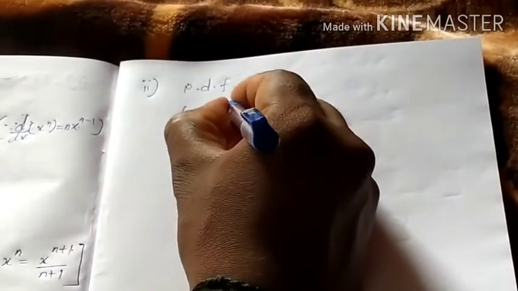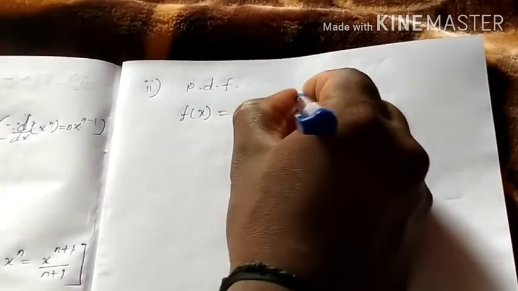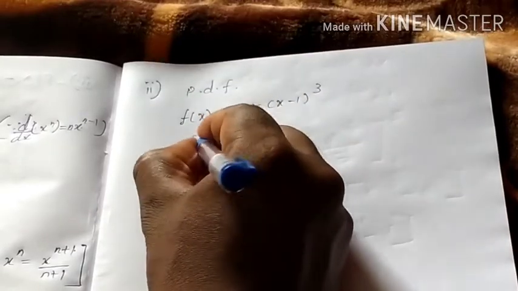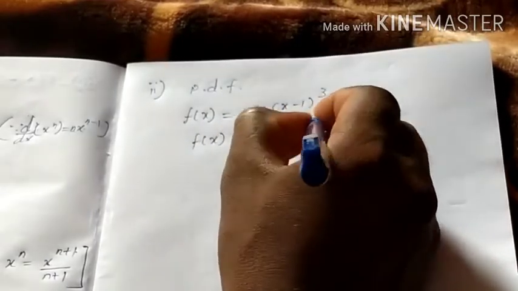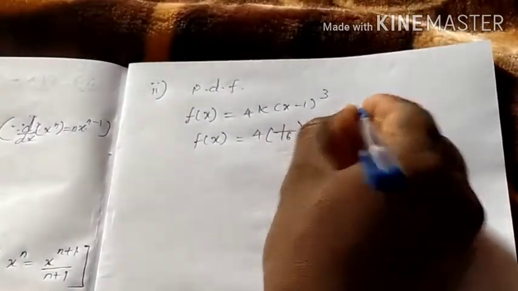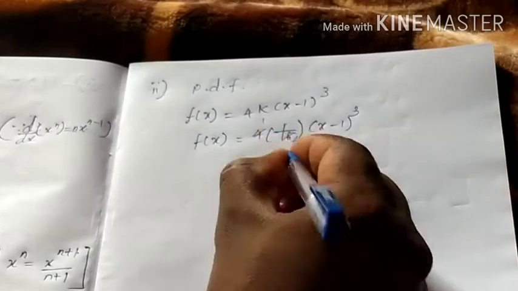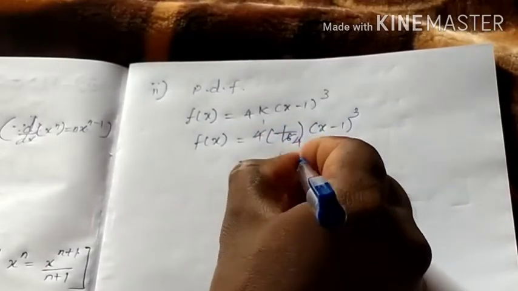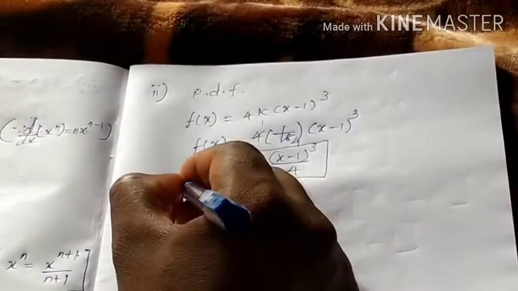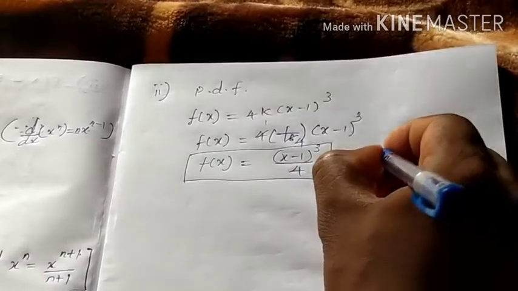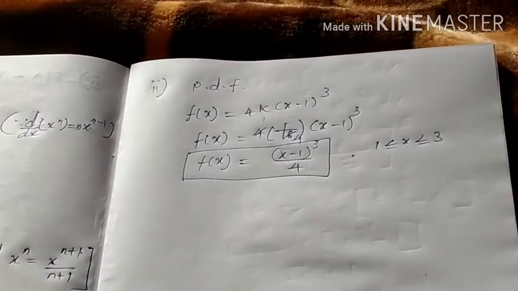Small f of x is equal to 4k into (x minus 1) power 3. So f of x equals 4 into the k value, which is 1 by 16. Now we replace the k value: (x minus 1) power 3. 4 ones are 4, 4 fours are 16, therefore 1 by 4. So (x minus 1) whole power 3 divided by 4. This is f of x, the probability density function, for 1 less than x less than or equal to 3. This is your condition. Have you understood?